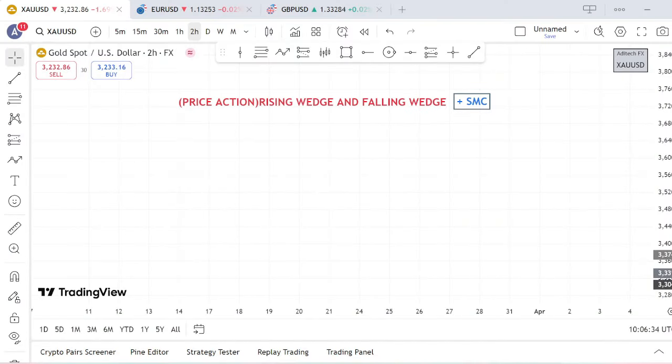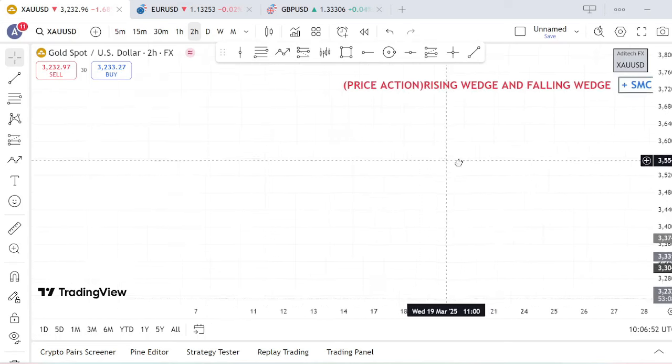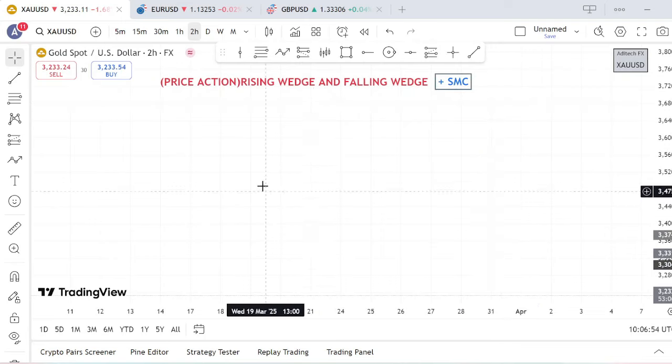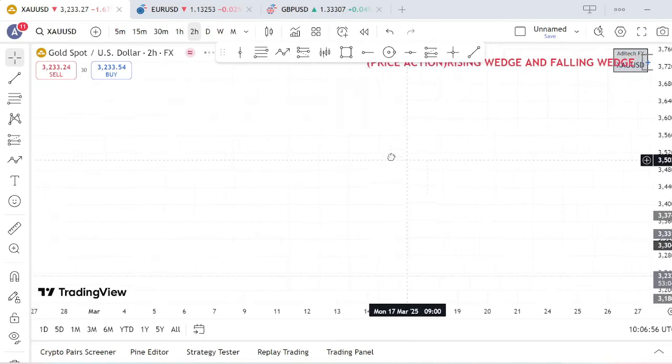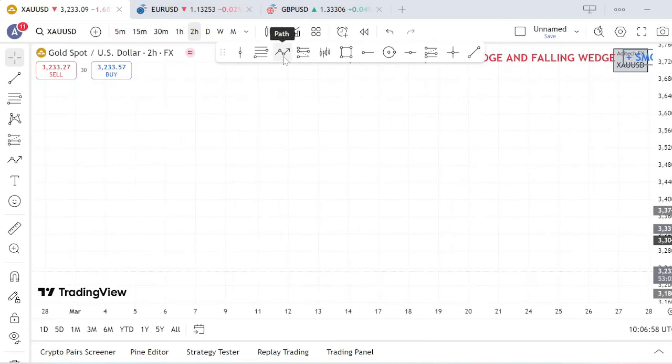Alright traders, so the strategy we are going to be discussing is what? Rising wedge and falling wedge with the smart money concept, right? So rising wedge and falling wedge is a price action strategy that works well on gold, which is XAUUSD, with the combination of our smart money concept, right? So a quick one, guys, because I don't want this video to be too long.